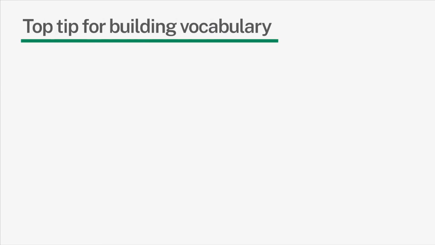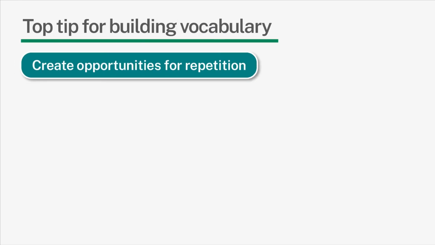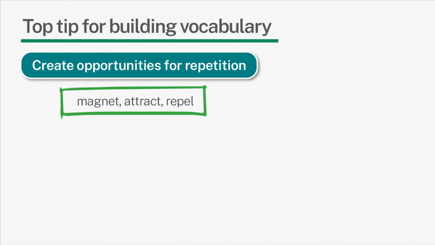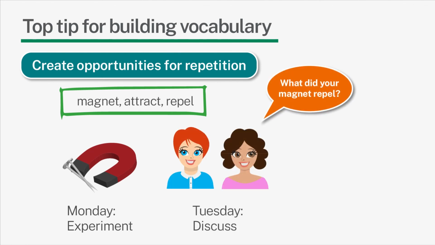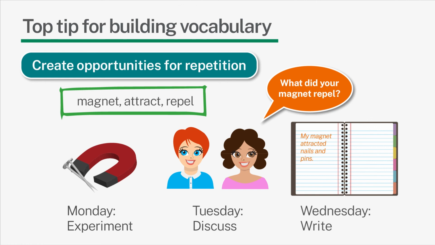A top tip for building vocabulary is to decide upon a limited number of crucial words or phrases for each topic and then set up activities where learners will need to revisit the target language over a period of time as often as possible in their speech and in their writing.